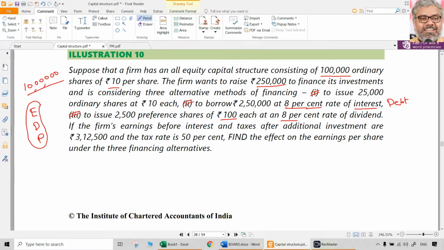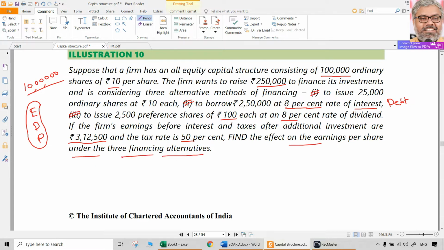One of them has to be selected. Now, if the firm's earnings before interest and taxes, which is EBIT, after the additional investment are 3,12,500, means after doing this 2,50,000 investment also, then what is going to be the new EBIT of the company? That is going to be 3,12,500. Tax rate is 50%. Find the effect on the earnings per share under the 3 financing alternatives.